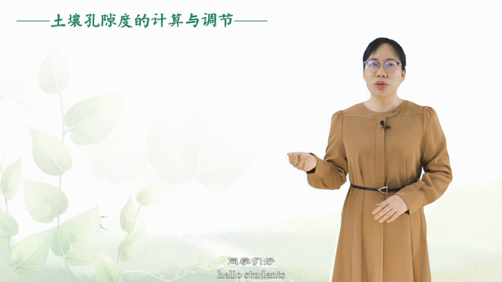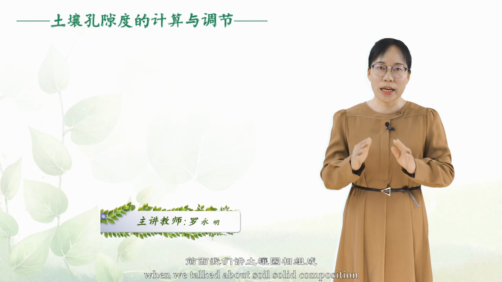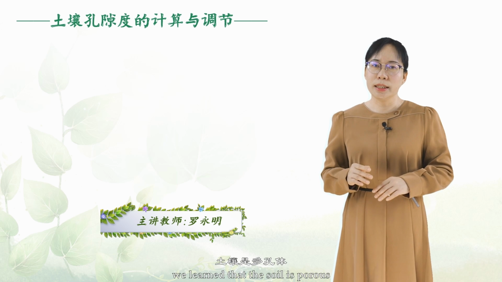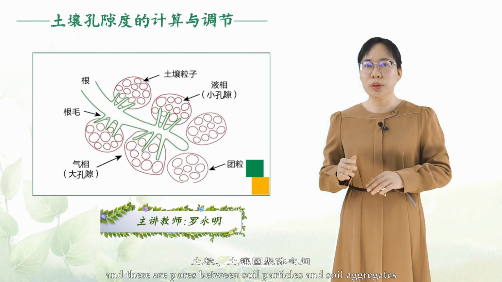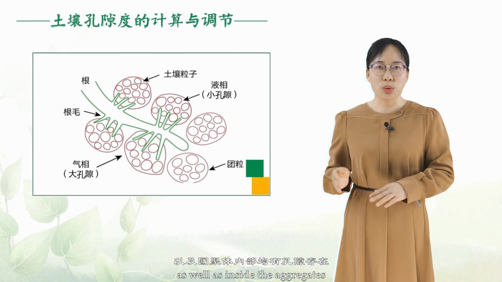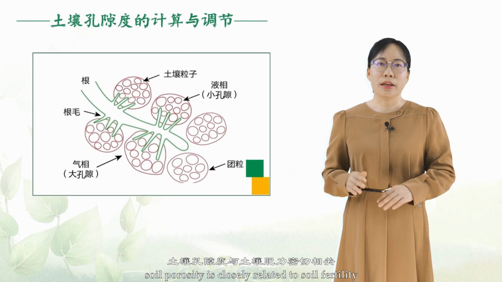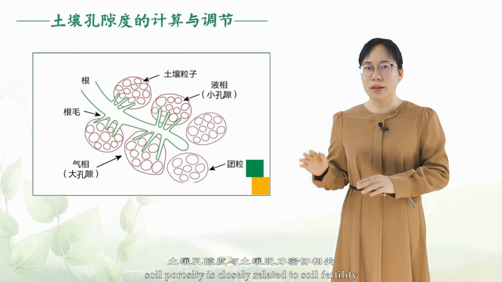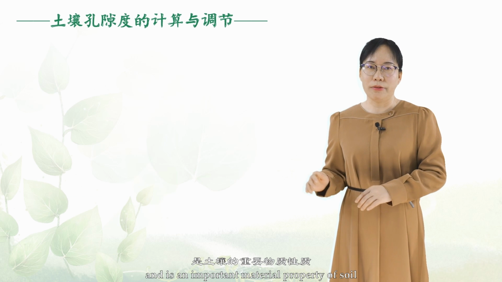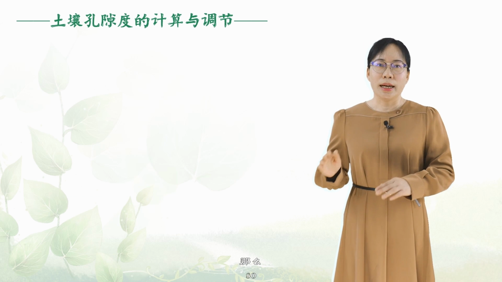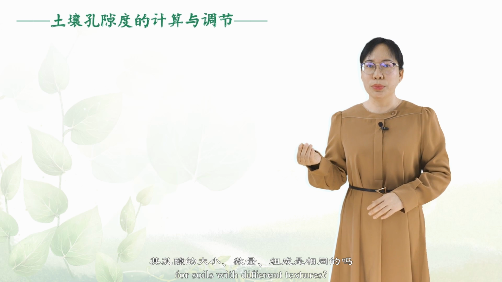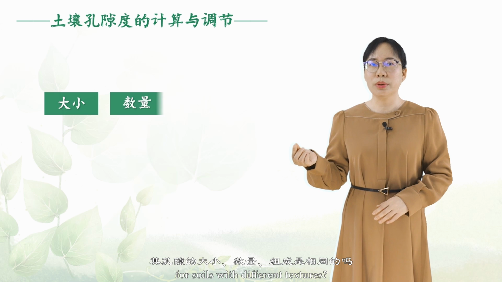Hello, students. When we talked about soil solid composition and soil structure, we learned that the soil is porous and there are pores between soil particles and soil aggregates, as well as inside the aggregates. Soil porosity is closely related to soil fertility and is an important material property of soil. So, is the size, quantity, and composition of pores the same for soils with different textures?